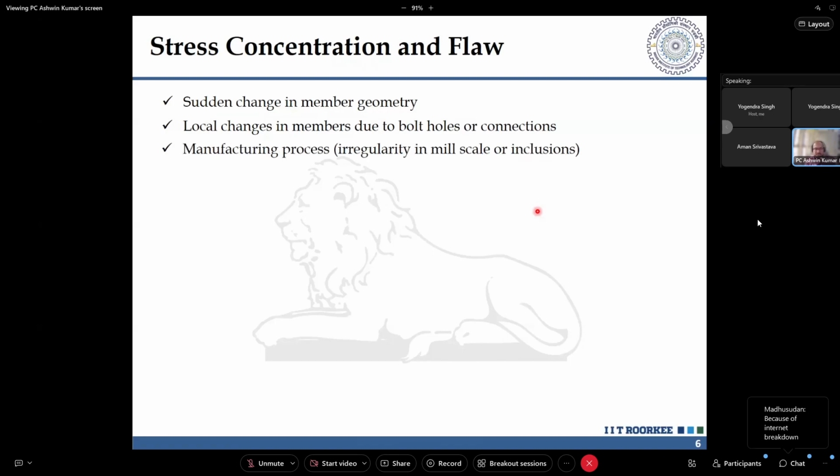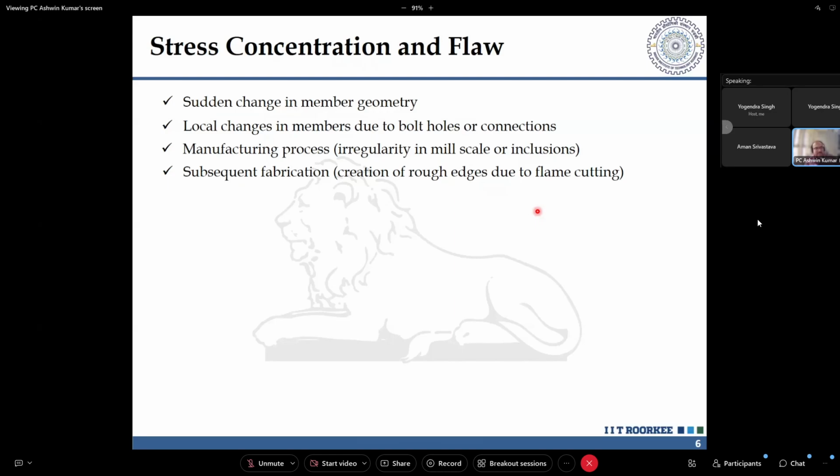Then the manufacturing process: even the kind of flaw or stress concentration can start at the point where the steel is getting manufactured, through inclusions. Like, it's an alloy, right? You're adding many metals inside to create that particular metal, and then it is rolled under a mill scale, so that might provide some kind of problem. And then during fabrication, the subsequent process, a person cutting a steel plate using a flame cutter might produce a rough surface, which may again be joined with another metal by welding or not.